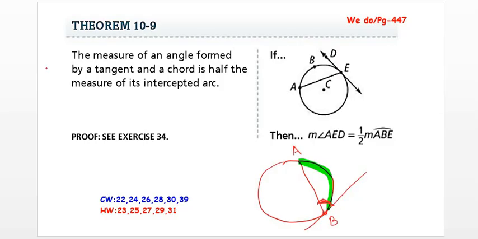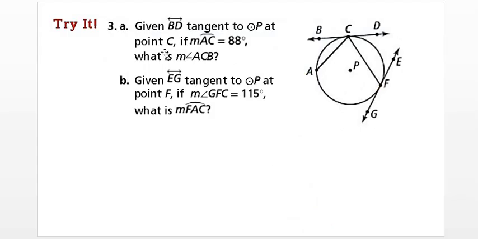Clear? So if I go according to this theorem and this diagram, we have a tangent over here, that is DE. This is the tangent. E is the point of tangency, and we have drawn a chord over here, that is AE. Now what is the relationship between this intercepted arc, this arc ABE, and the angle? What is the name of the angle? AED. So the angle AED will be half of this arc that is intercepted. Okay, so this is the relationship. Now let's solve some questions. This is try number 3.